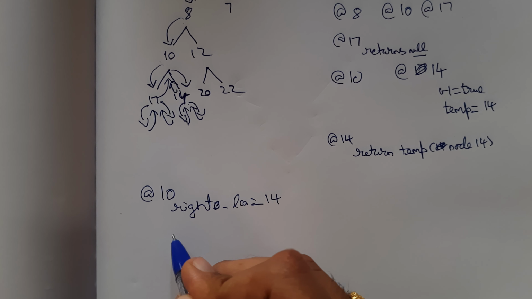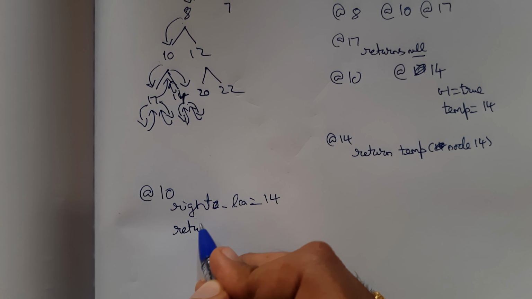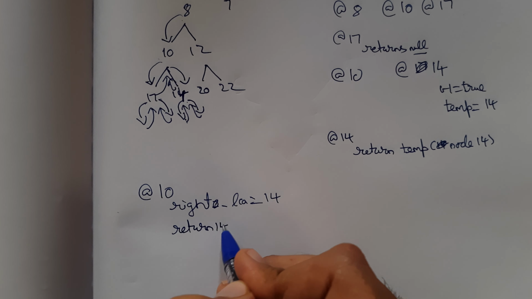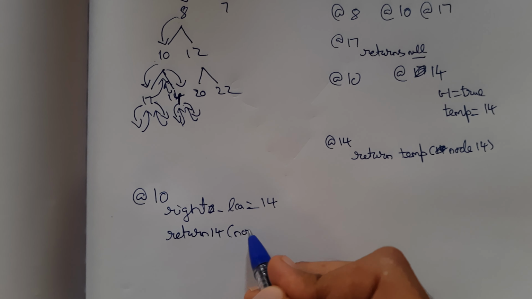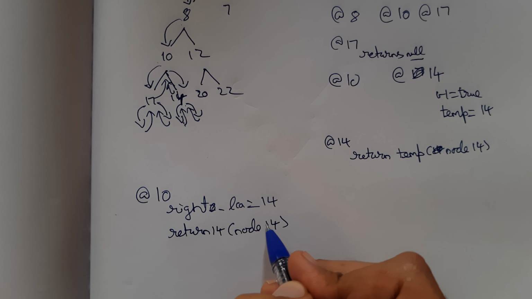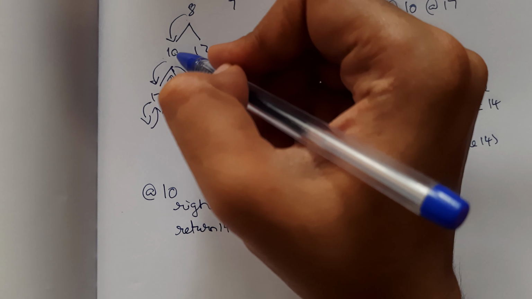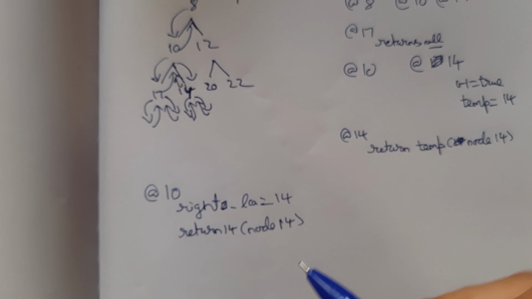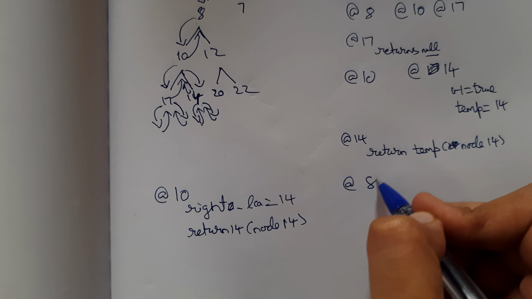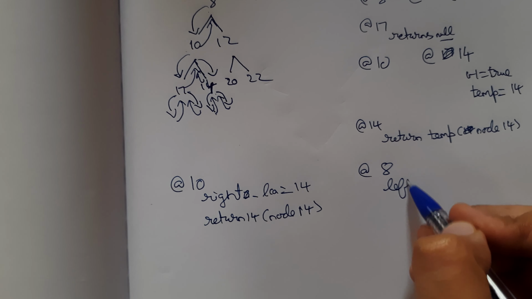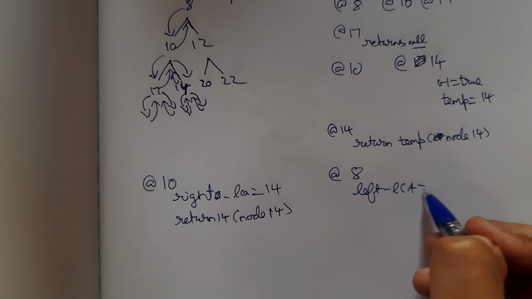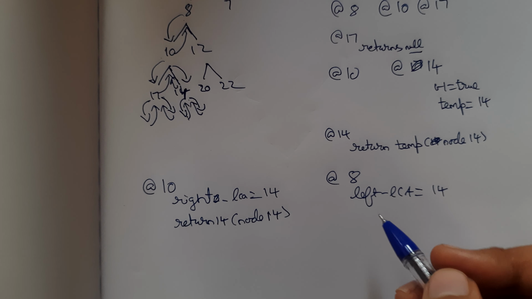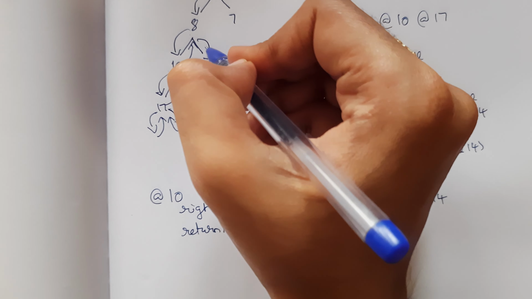So at root 10 we return the value 14, or to be precise we return node 14, and this is returned back to 8. So we go back to node 8. At node 8, left LCA becomes 14, and we go now to the right subtree of node 8.